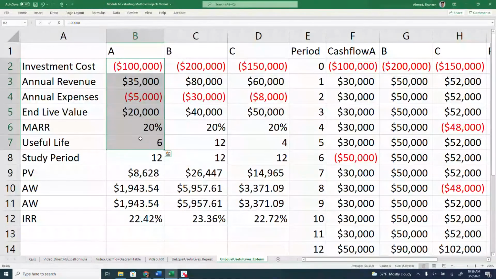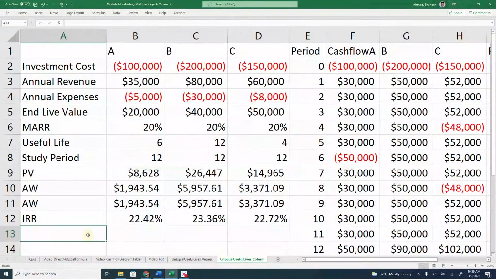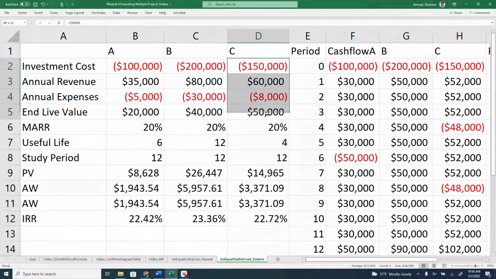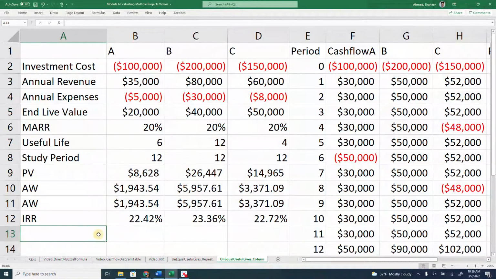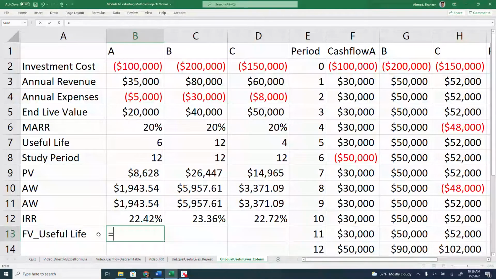We'll think of it as cutting off at 6 years. However, it's going to produce at the same rate up to 12 years, up to a common study period. So you're still using the same common study period. However, the project itself terminates at 6 years, and C terminates at the 4th year. So in this case, we'll have to use the future value calculation. First, we're going to calculate the future value for the useful life of the project, and then we'll convert that up to 12 years.